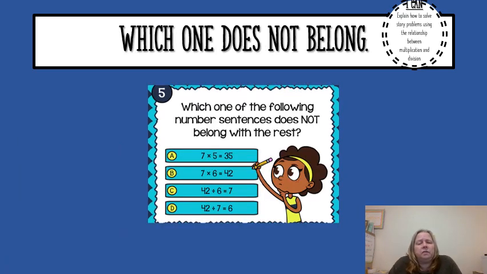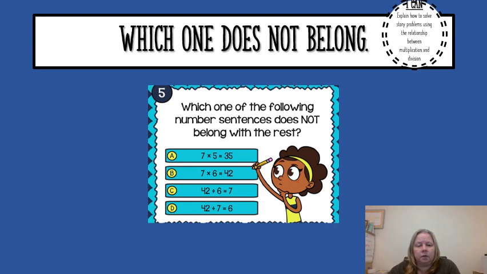It says, which one of the following number sentences does not belong with the rest? So they're asking us about fact families. I'm going to give you just a second to look at which one does not belong with the others. Think about what a fact family is. All right, have you had a chance? It should be a pretty quick look.